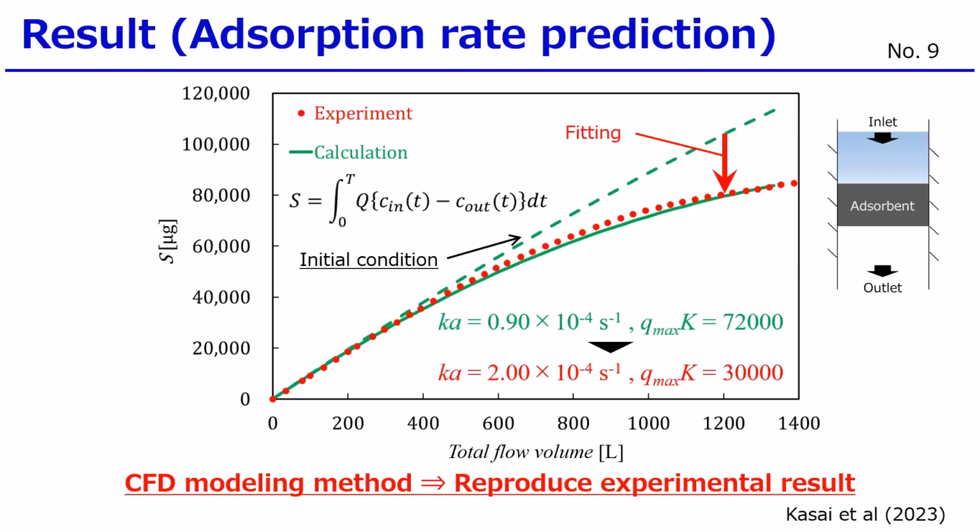To predict the adsorption rate, we perform the iterative calculation until the calculation result fits the experimental result, as shown by this green solid line. From this result, we obtain the new adsorption rates, Ka and Qmax K. In this result, adsorption rate parameter Ka is large and Qmax K is small compared with the initial condition. From this result, we can reproduce the experimental result. But this is a result for a very simple filter as shown in this figure.